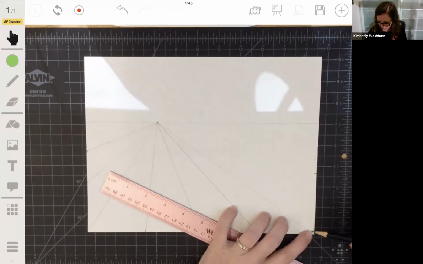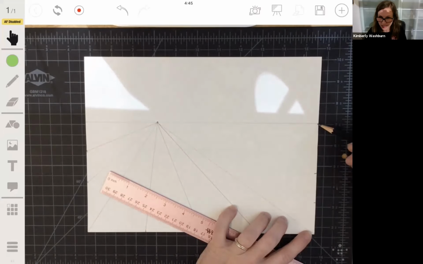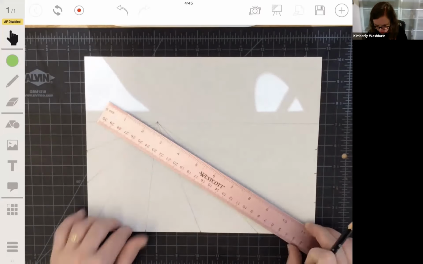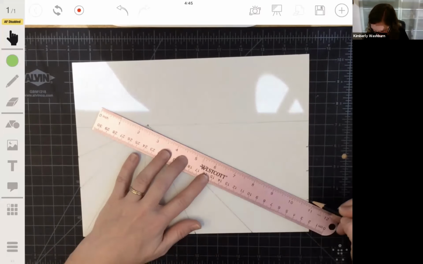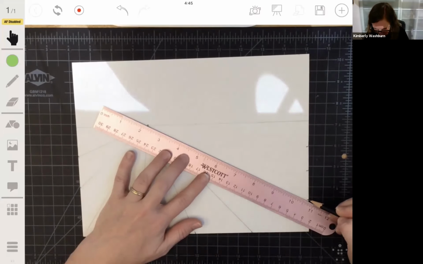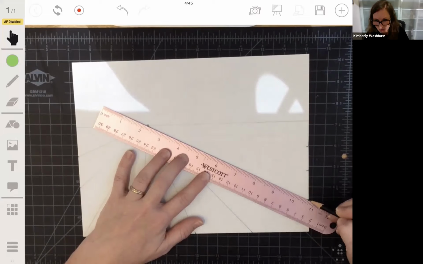Then halfway between the middle and the bottom is about here. And halfway between the middle and the horizon line is about here. So I just got 3 lines there. And I'm going to connect those to the vanishing point. You might notice a pattern. We're really just making lots of lines right now.